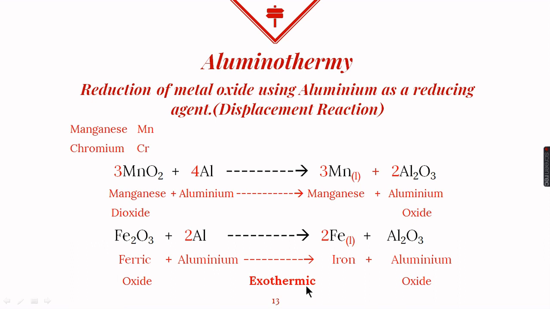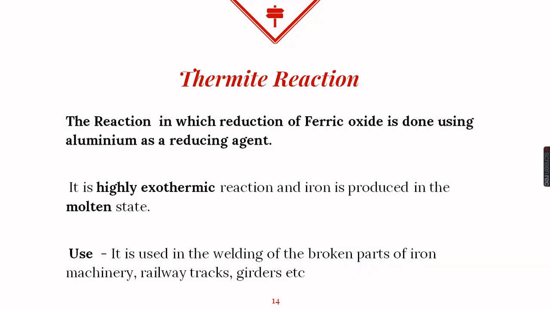and the heat produced is so large that the metals are obtained in the molten state. So here we get manganese and iron in their molten states. Now because of the large amount of heat produced during these reactions, they are also called thermite reactions. The thermite reaction is the reaction in which reduction of ferric oxide is done using aluminium as a reducing agent.